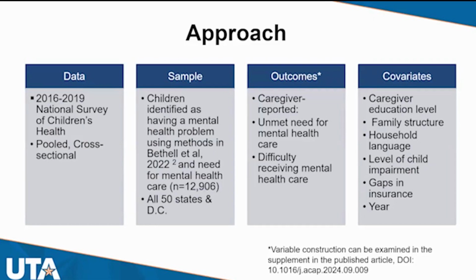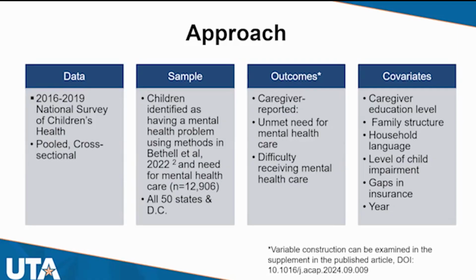The measures included caregiver reported unmet need for mental health care that was defined in a really specific way that you can look at the paper to find out. The paper has been published. And caregiver reported difficulty in accessing mental health care. So essentially, caregivers were asked, did your child use mental health services in the last 12 months? And if they said yes, that was not unmet need, that was met need. And if they said no, but my child needed mental health care, that was counted as unmet need. And then there was an option for caregivers to say my child didn't need mental health care.